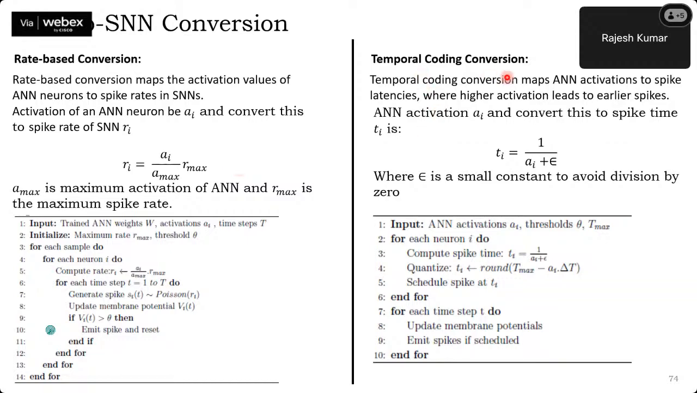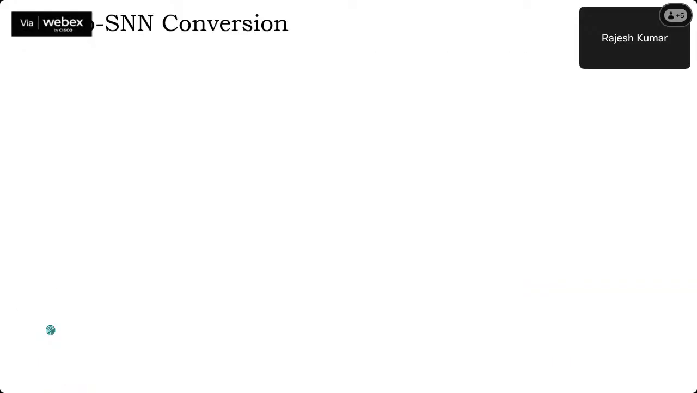There is a temporal coding conversion. It converts your activation to spike latencies. A higher activation leads to earlier spikes, so it's a timing setup basically. A high value comes earlier, a low value comes very late. These are well established and used in research articles.